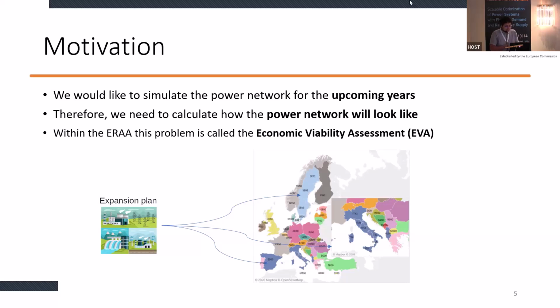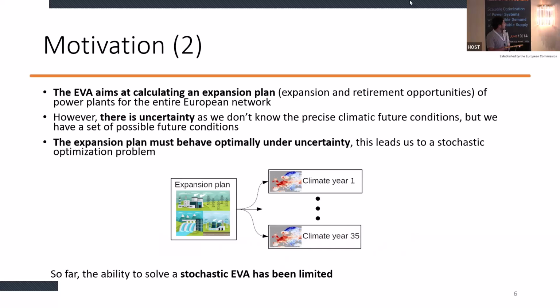Essentially, with this EVA problem, what you would like to do is to calculate an expansion plan, and you would like to calculate this expansion plan for each one of the different countries or zones of the pan-European region. So what is concretely an expansion plan? An expansion plan is a combination of expansion and retirement opportunities of power plants. And we want to do this calculation for the entire pan-European network.